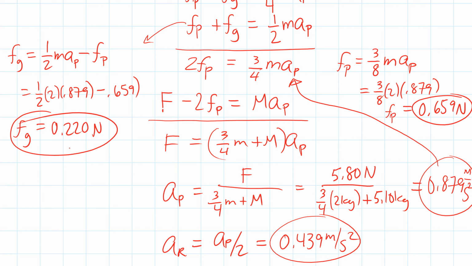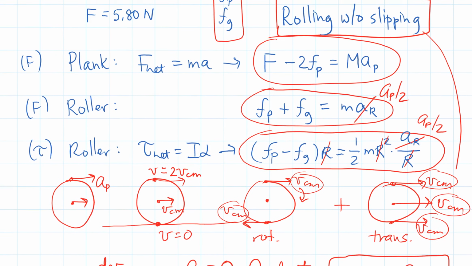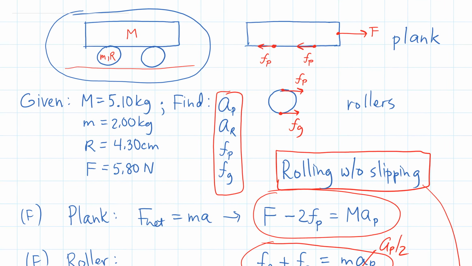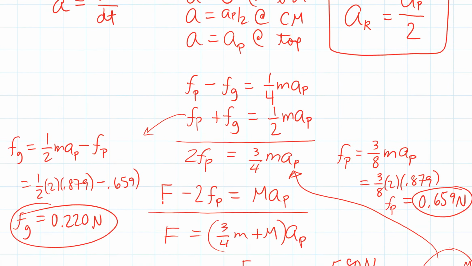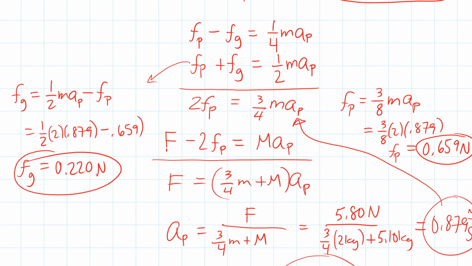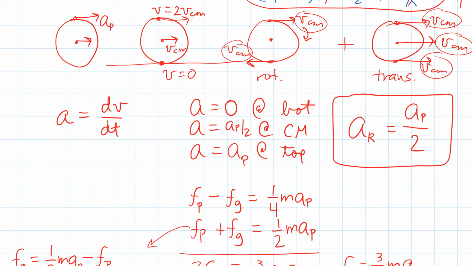Everything else is as we discussed, and we have the correct directions for all of the forces in our free body diagrams, and we found what we needed to. So I think, again, the big thing to understand here is that because we have rolling without slipping, this relationship is important. So there you go.